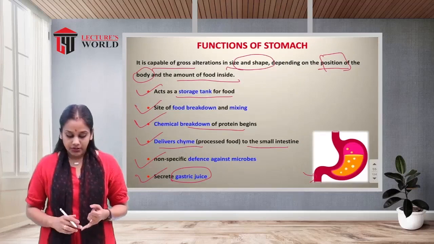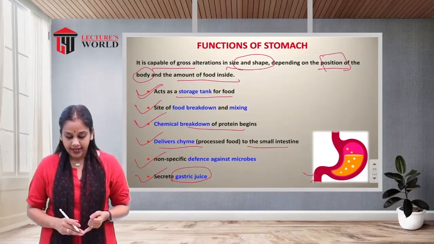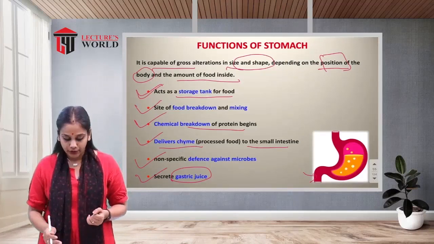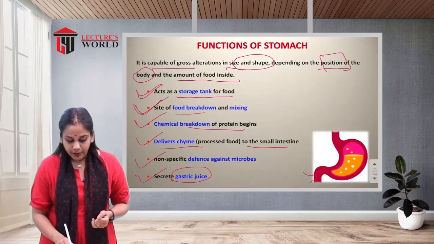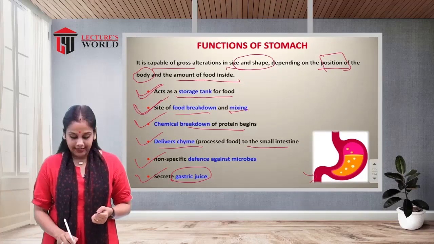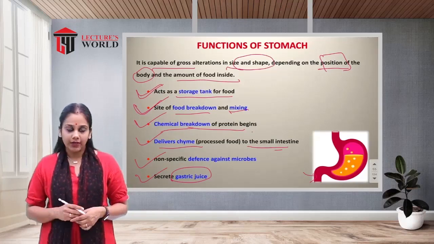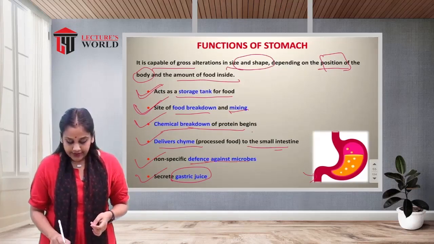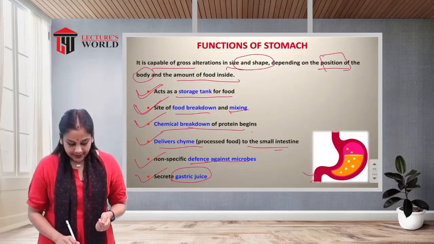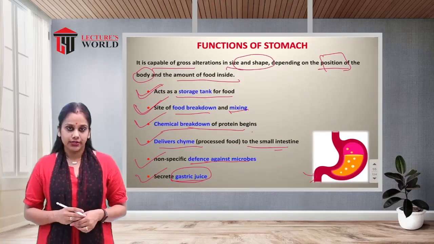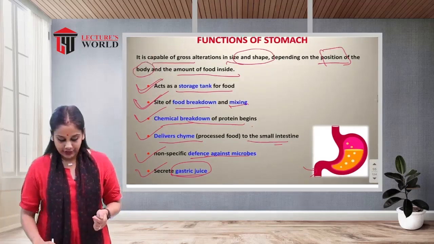Which are the basic functions? First, act as a reservoir or storage tank for the food. Site for food breakdown and mixing. Then chemical breakdown of the protein. Deliver the chyme to the small intestine. Defense against microorganisms, and secrete the gastric juice. Now we will see what gastric juice is.